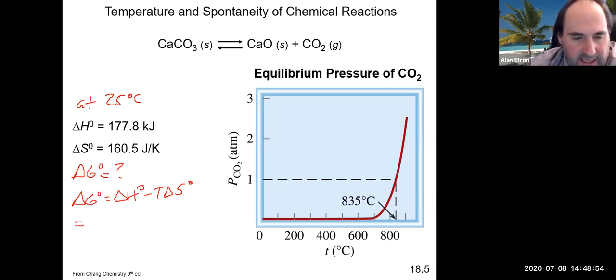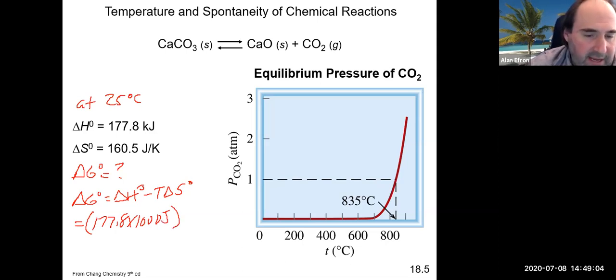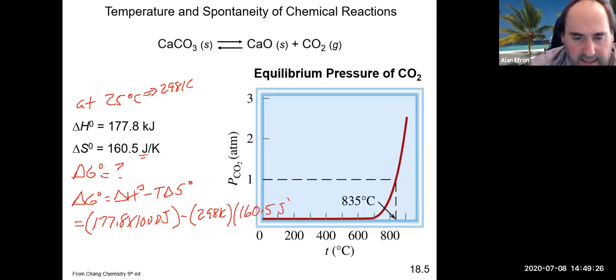So our delta H is 177.8, and I'm going to times it by 1,000, and that's going to convert it to joules. And again, I'm doing that because my S is in joules, and it just makes it easier. You could convert the S into kilojoules if you wanted to. We're going to go minus our temperature, which does need to be converted to Kelvin, which is 298. And because I converted my other guy into joules, I could just use this the way it is and run it.